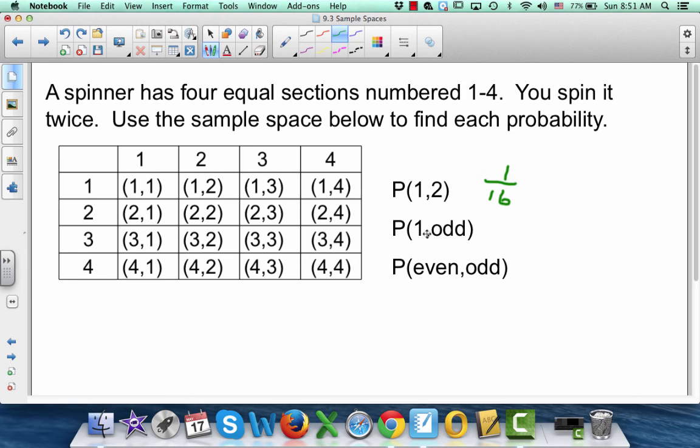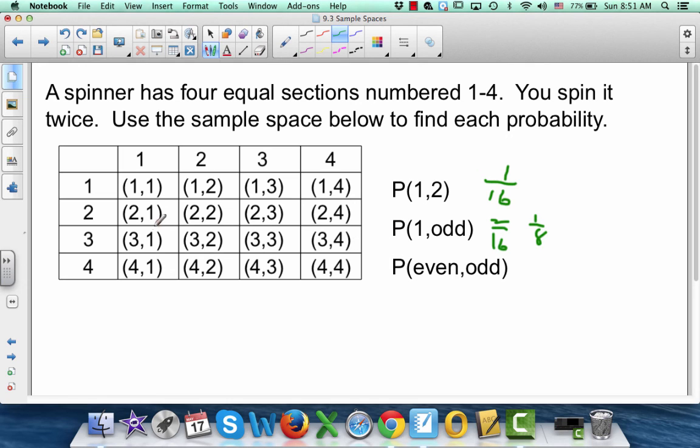All right, the probability of 1 and then odd. Well, here's 1, 1, 1, 1. 1 comes first. 1, 1 is odd. 1 is odd. 2 is even. 3 is odd. So there's 1, 2 chances out of 16, or 1 out of 8.